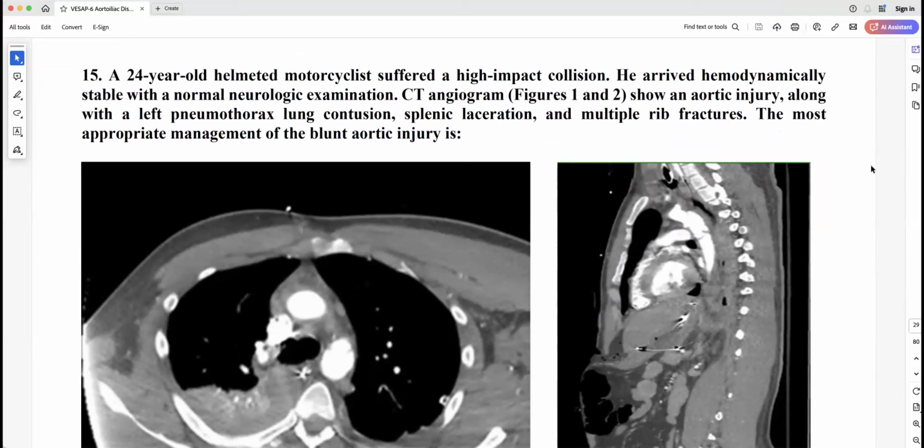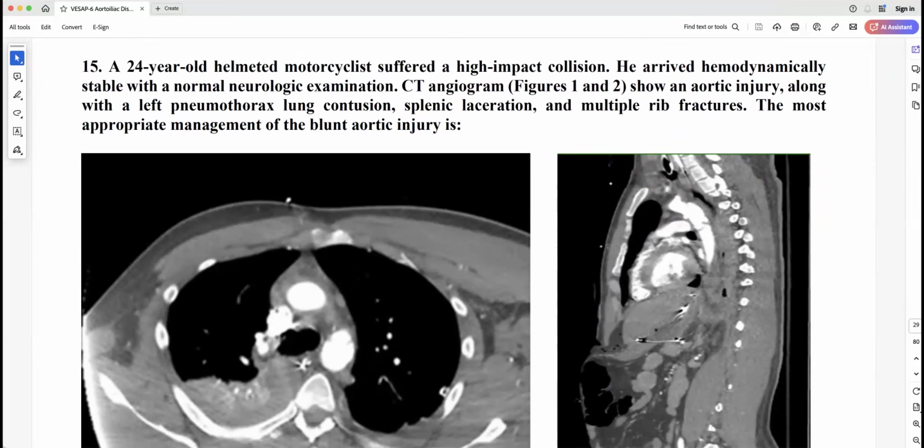Yes, Dr. Samer. A 24-year-old helmeted motorcyclist suffered a high impact collision. He arrived hemodynamically stable with a normal neurologic examination. CT angiogram, figures 1 and 2, shows an aortic injury, along with a left pneumothorax, lung contusion, splenic laceration, and multiple fractures. The most appropriate management for the blunt aortic injury is?